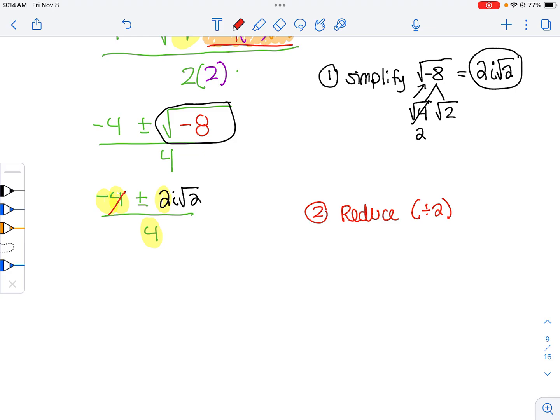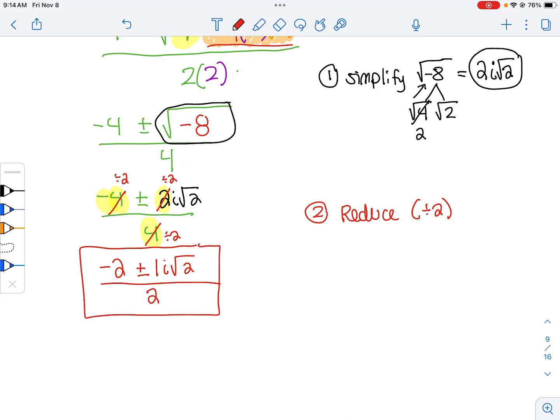So if I divide this by 2, I'm going to be left with negative 2, plus or minus. If I divide this by 2, I'm going to be left with 1i root 2. And if I divide this by 2, I'm left with 2. So my final answer would look like this.